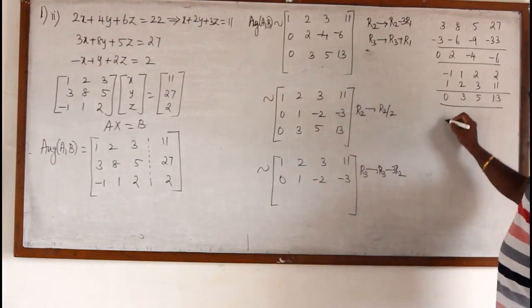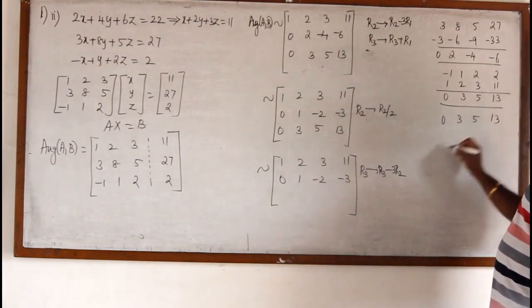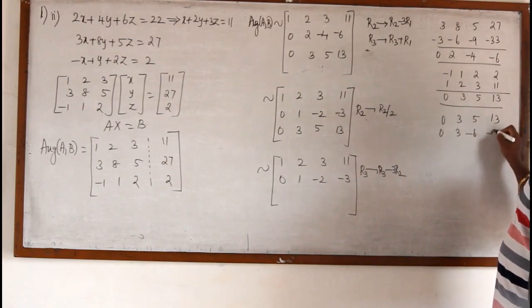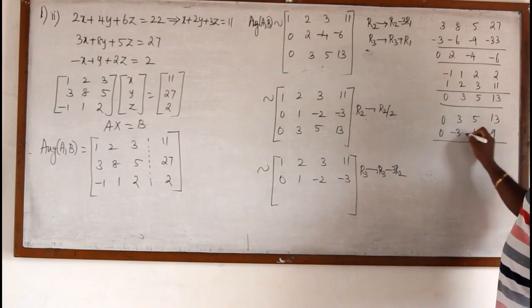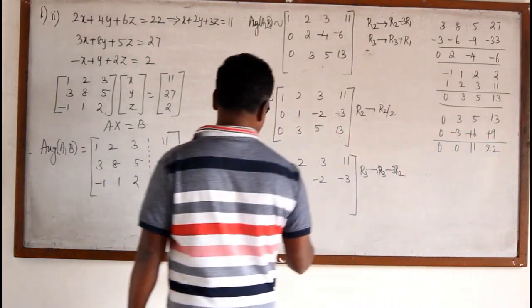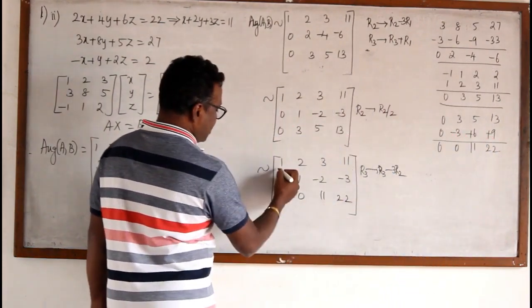What is R3? 0, 3, 5, 30. Multiply R2 by 3: 0, 3, minus 6, minus 9. I must change the sign: minus, plus, plus. So it is 0, 0, 11, 39... giving 0, 0, 11, 22.